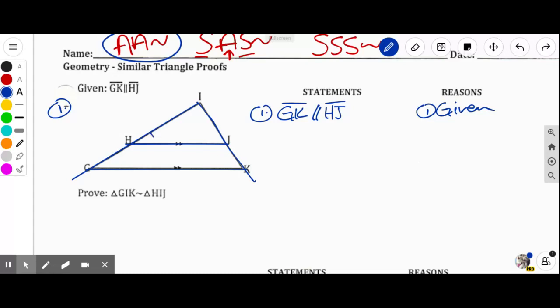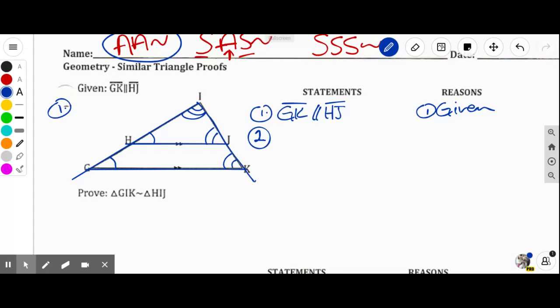There are corresponding angles though. You could do this one congruent to this one, that's corresponding. This one is congruent to this one, that's corresponding. You could also do the reflexive property: angle I is congruent to angle I. That would work too. You only need two pairs of angles though. So I'm going to do a corresponding and I'm going to do reflexive, just so you have an example of reflexive being used.